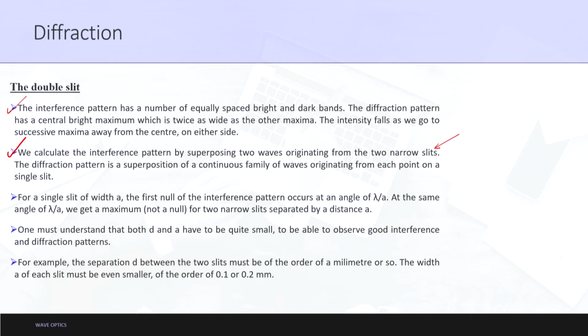Next, for a single slit of width a, it is a similar scenario to the single slit. For a single slit of width a, the first null of the pattern occurs at an angle of lambda by a. We know that a null is nothing but a dark fringe being observed.